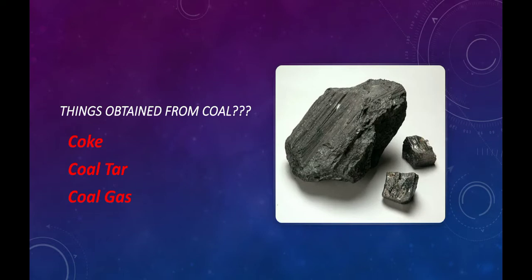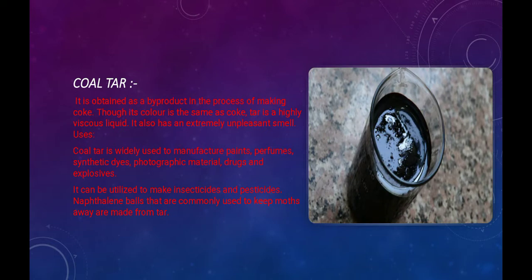Things obtained from coal. There are three things which are obtained from coal, which are coke, coal tar and coal gas. Coal tar is obtained as a byproduct in the process of making coke. Its color is the same as coke. Tar is a highly viscous liquid. It also has an extremely unpleasant smell.